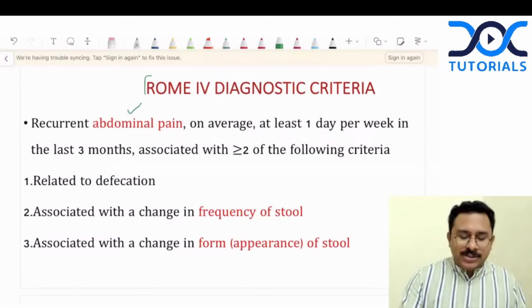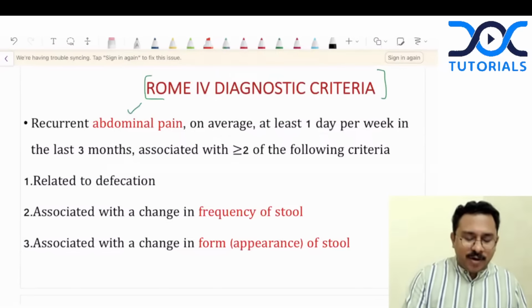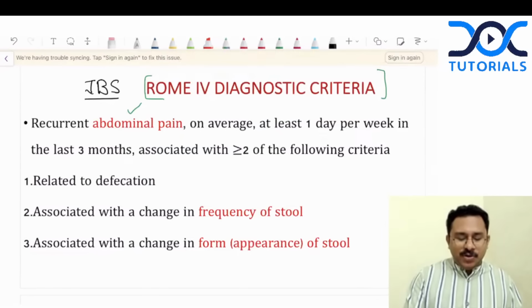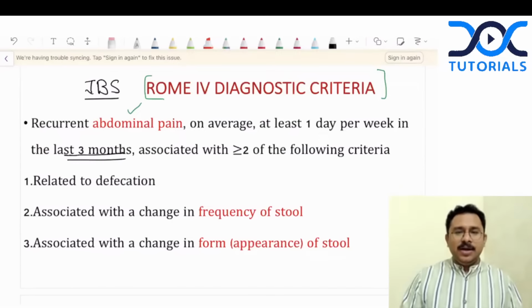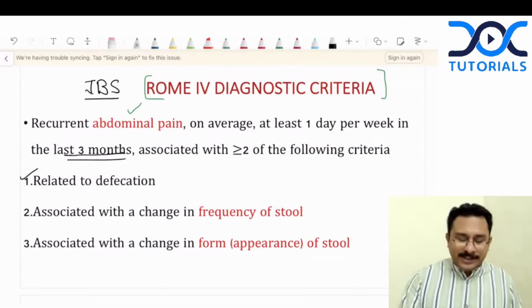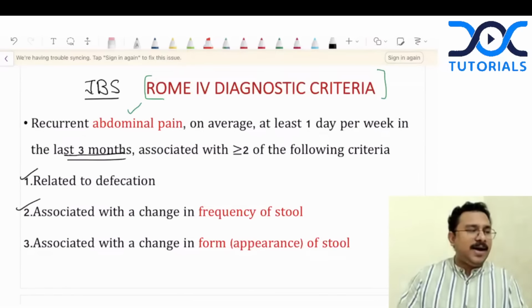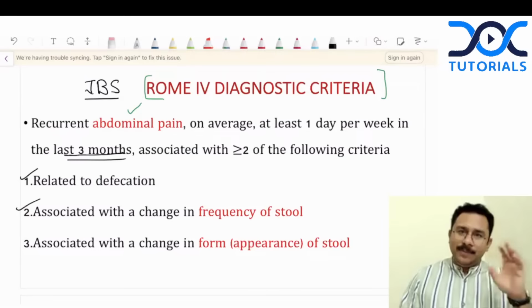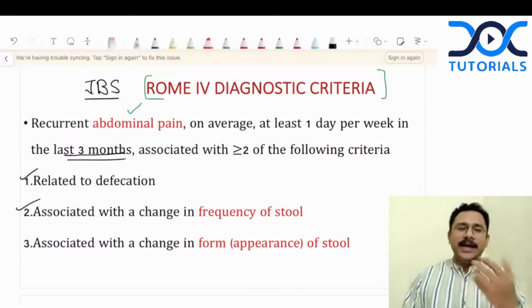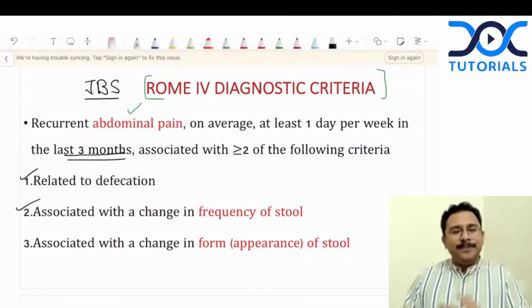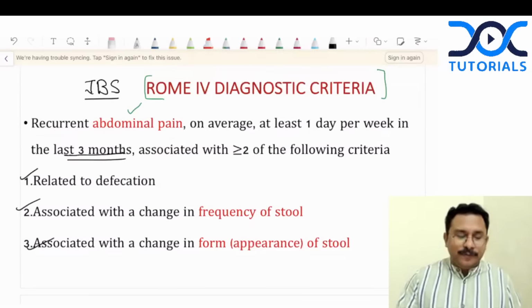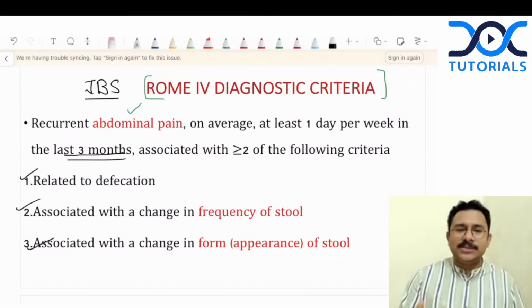Rome 4 diagnostic criteria is the diagnostic criteria for IBS. And yes, you can have recurrent abdominal pain, which should last for 3 months, according to the definition. And this abdominal pain is related to defecation, point number 1. Point number 2, this is associated with a change in the frequency of stool. So you can have either a diarrhea or a constipation. So abdominal pain can occur in IBS as well as IBD. Diarrhea can occur in IBS as well as IBD. Change in the form or appearance of stools, mucus can happen.